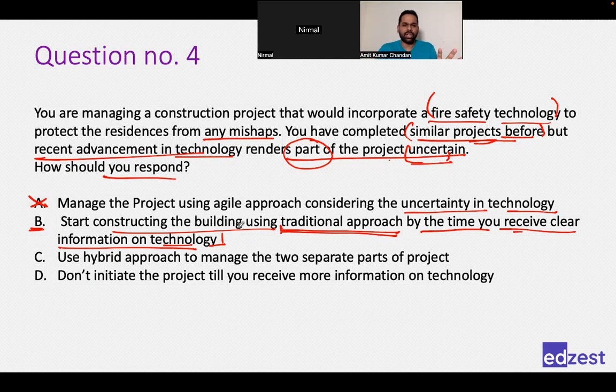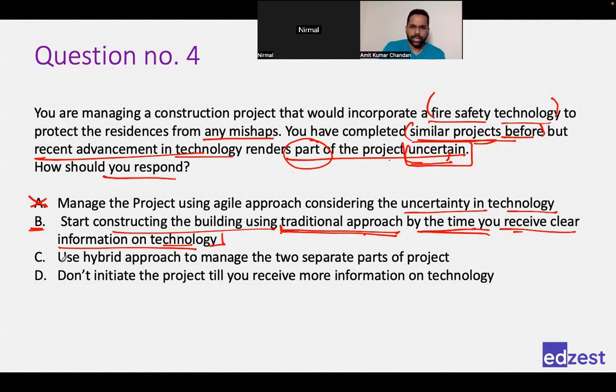It is not a bad thing to do, but we know through our analysis that we have to be critical about a few things. This is saying that we will have to wait. By the time we receive clear information on technology, we need to do something about it. If it is uncertain, then we need to do something about it. We cannot say that we'll do this part, but we'll wait till this gets over.